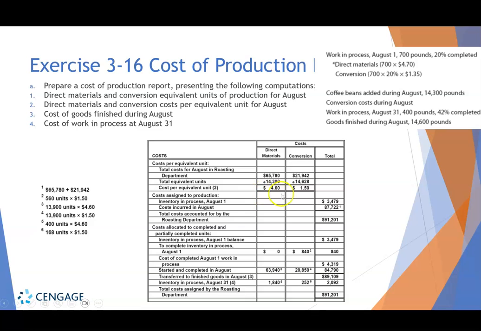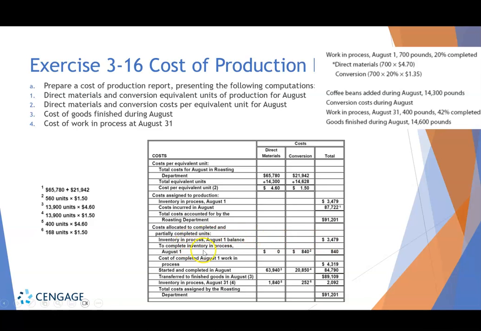We assign costs at the beginning of the month, inventory and process, the costs that were incurred during the month. Here, the cost incurred during the month, the 65,780 plus the 21,942 are our cost incurred. So what we started the month with plus the costs that were brought in are all the costs that need to be accounted for.